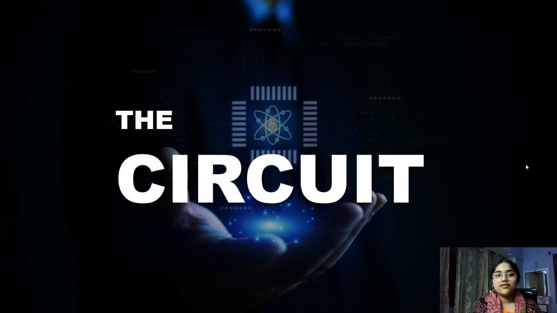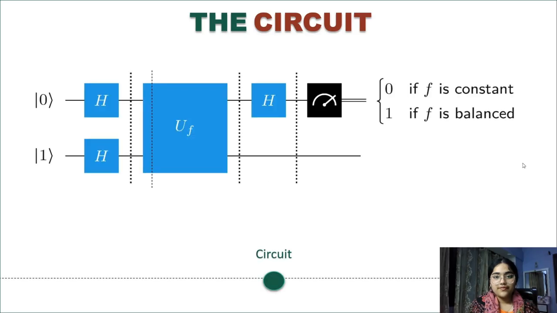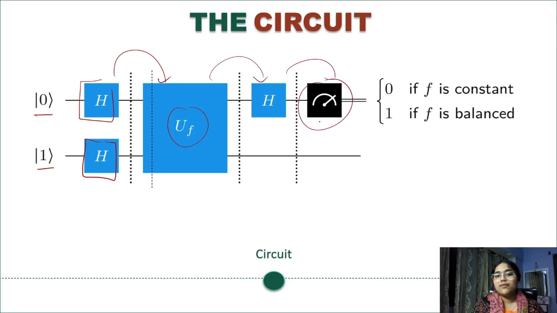Then comes the circuit. Now the Deutsch algorithm's main content starts. This is how the circuit looks. Here we can see that we start with the 0 gate and 1 gate vectors. They pass through Hadamard gates, then through the UF gate, and again through the Hadamard, after which the measurement is done. If the measurement is 0, the function is constant, and if it is 1, the function is balanced.